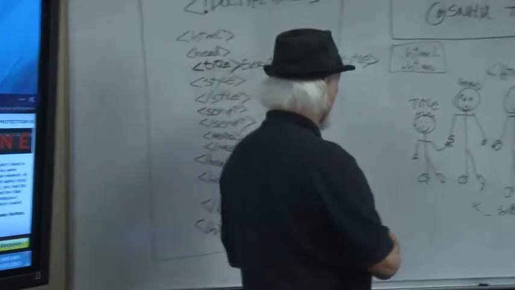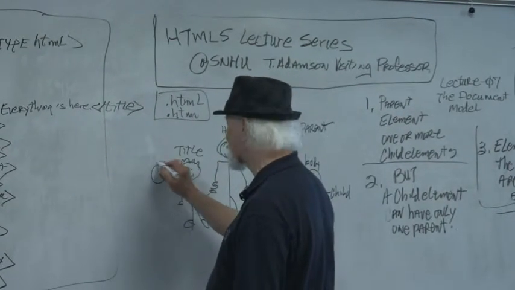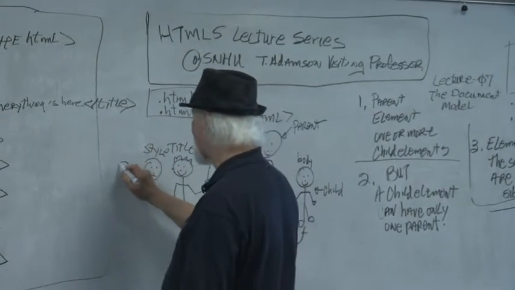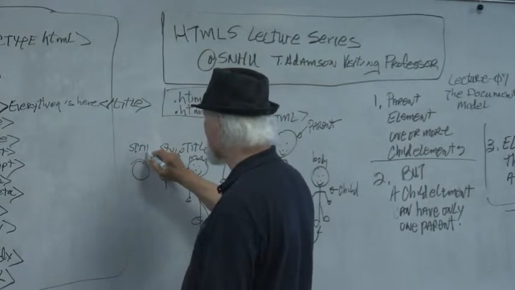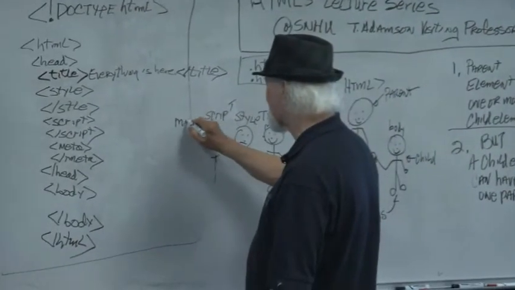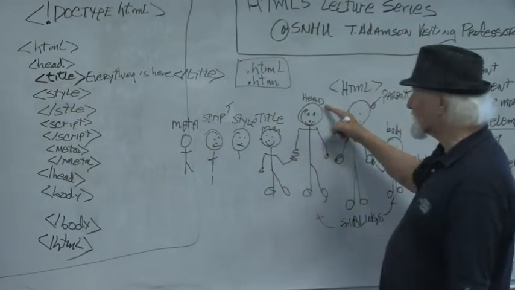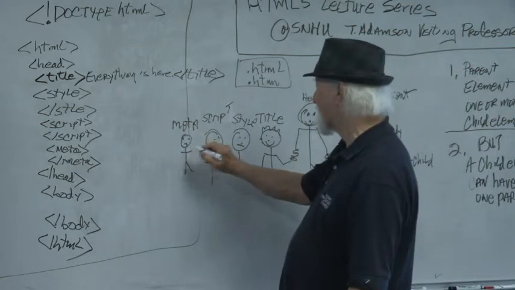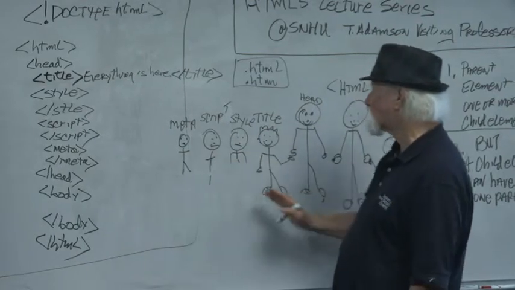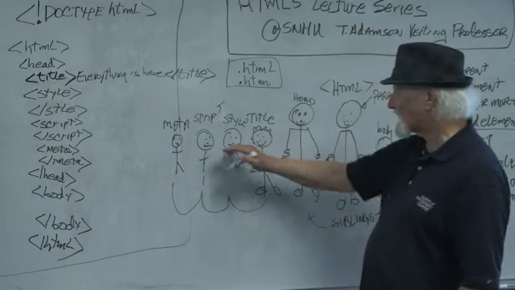So what I see here now is that the head element has a title element as a child. It also has the style element as another child. It also has the script element as a child. It also has the meta element as a child. So this head element's been pretty prolific. It's got 1, 2, 3, 4 child elements. And actually, the head element can have even more child elements. And since all of these elements have the same parent, they are called siblings.